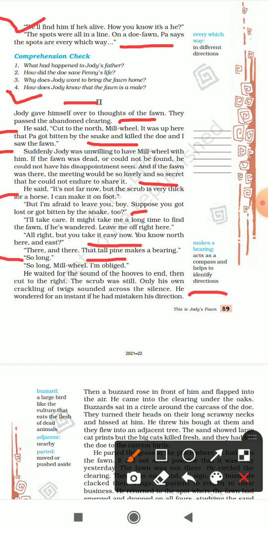So Jody said that the pine tree is helping me to find the directions, and that's why Jody has told Millville where the directions are. So long, Millville, I'm obliged. So Jody expressed his obligation towards Millville.